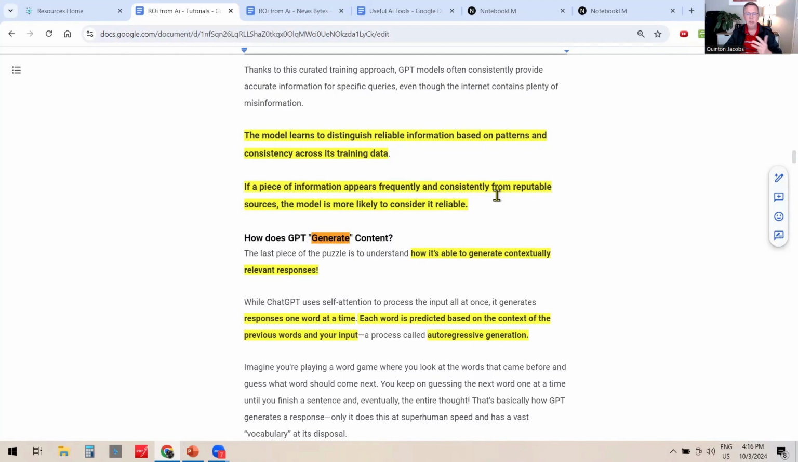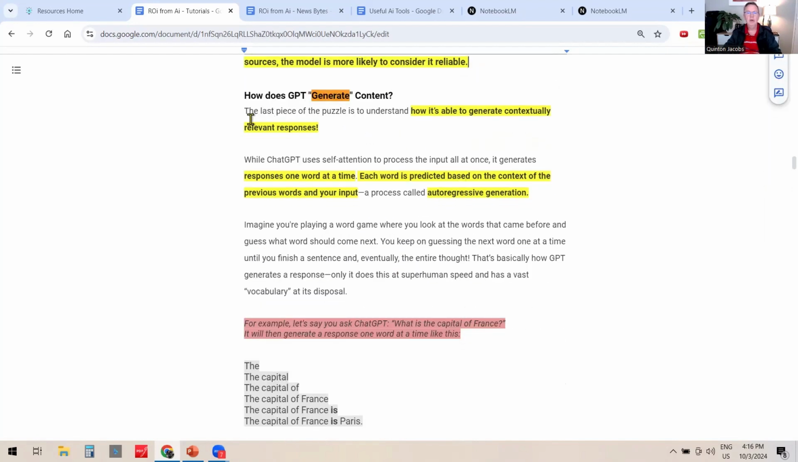So the next word in GPT is generate. So the last piece of the puzzle, and it's able to generate contextually relevant responses. So the text that it's generating or the images or those sort of things, that's the process of generating. But now the interesting thing is it generates the responses, even though it thinks in parallel terms, it creates the response one word at a time. Each word is predicted on the context of the previous word.